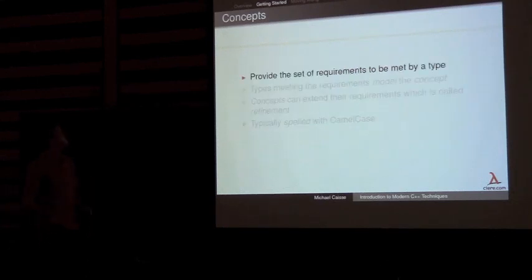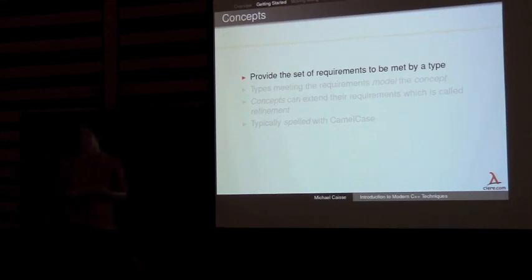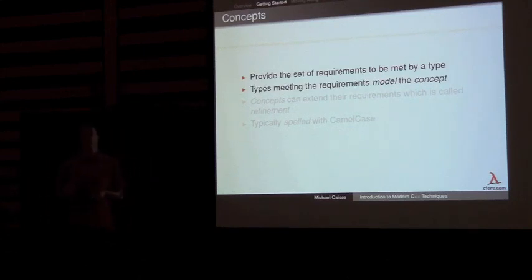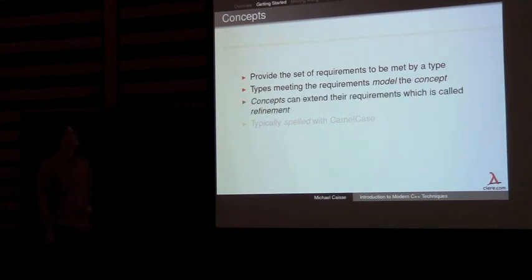And so concepts will provide a set of requirements that have to be met by a type. Types that meet the requirements are said to model the requirement. So if I have a type, foo, and it had a get, and it had a release, then it would be a model of the concept that I need in order to use my helper. Concepts can extend their requirements. That's called refinement. And they're typically spelt with camel case. So if you're looking through documentation, that's what all this stuff is. When you see camel case stuff, that's a concept.